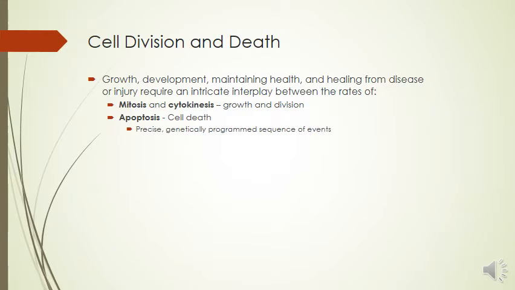If we take a look at cell division and death, we see that the coordination of mitosis and apoptosis maintains cell numbers. It enables structures to enlarge during growth and development, but the structures are prevented from having abnormal growth. And when we look at apoptosis, the cell death, it's a precise genetically programmed sequence of events.